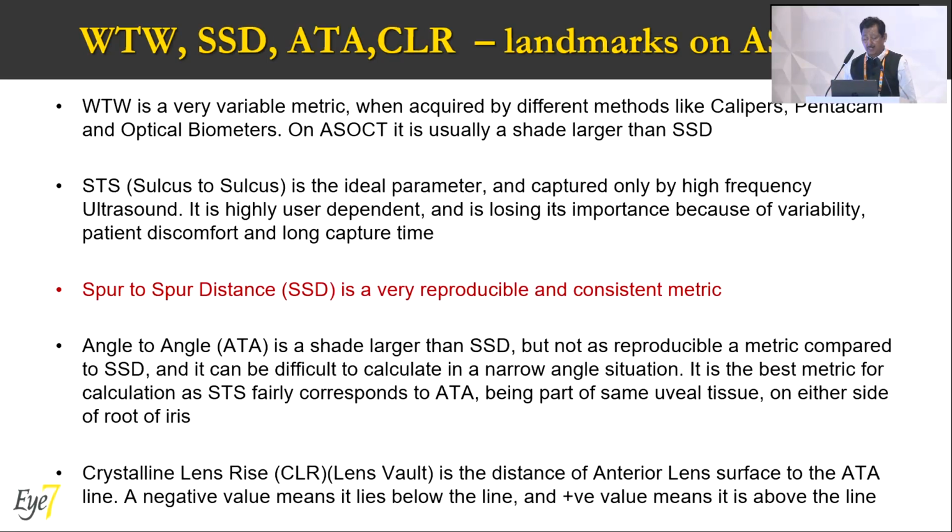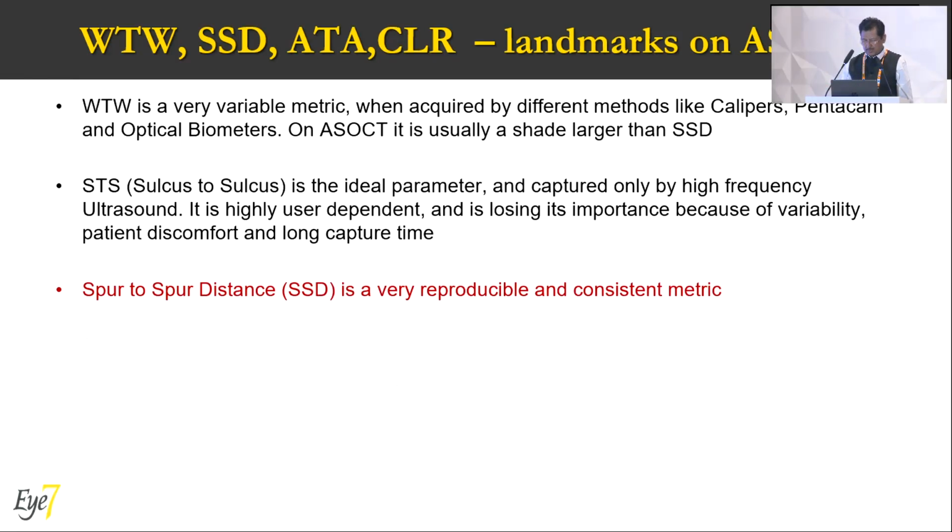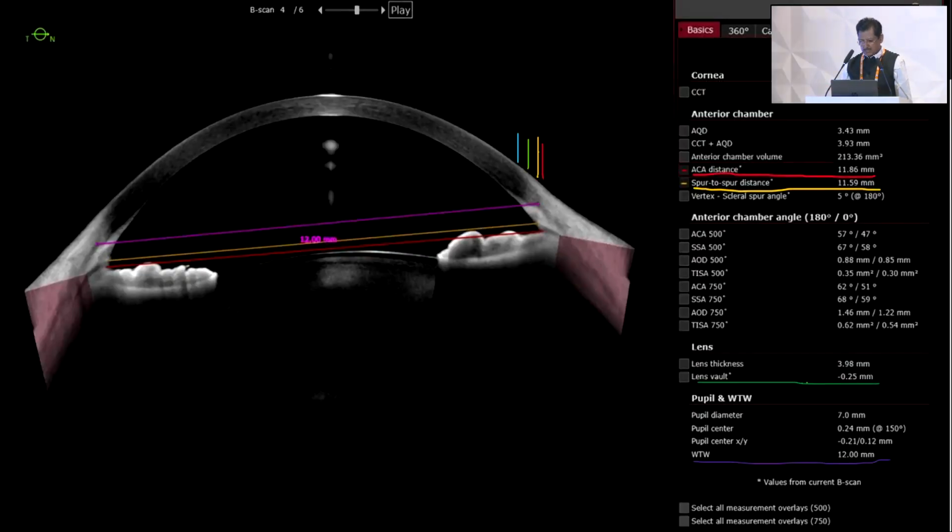Crystalline lens rise is another important metric. This is typically the angle to angle line and the front part of the lens. So if you look at this, lens rise, here it is seen as lens vault, is minus 0.25 millimeters. That means 250 microns. So it is typically this red line, angle to angle, and this front part of the lens, and this difference is 250 microns. It is minus because it is below the line. If it is beyond the line, it would become plus.